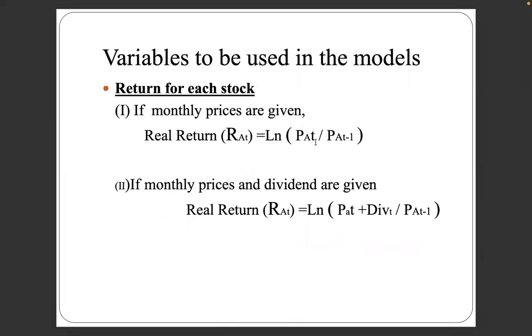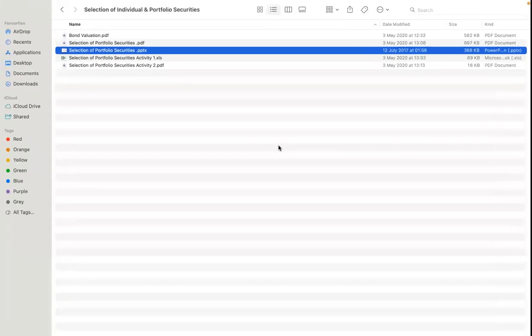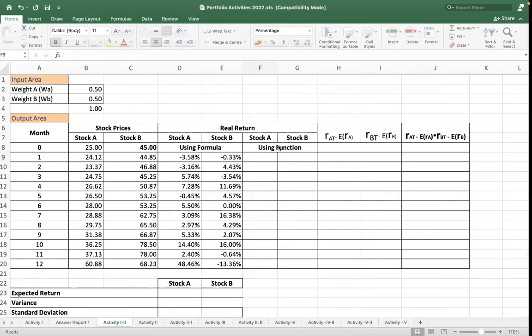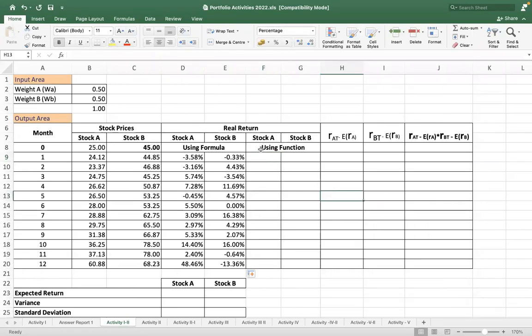Right, this is the ln function, the natural logarithm. We get the natural logarithm of the returns. So normally in research, this is the natural log value we are using.